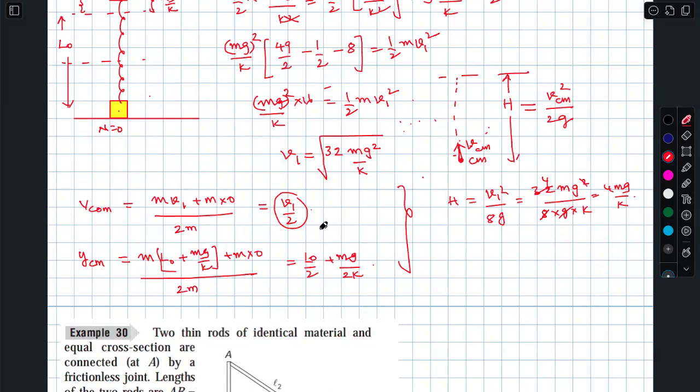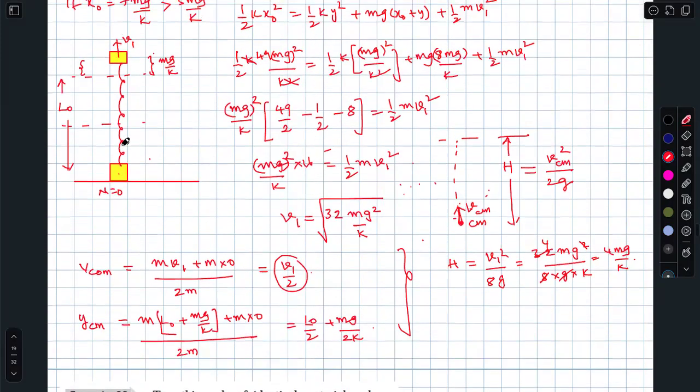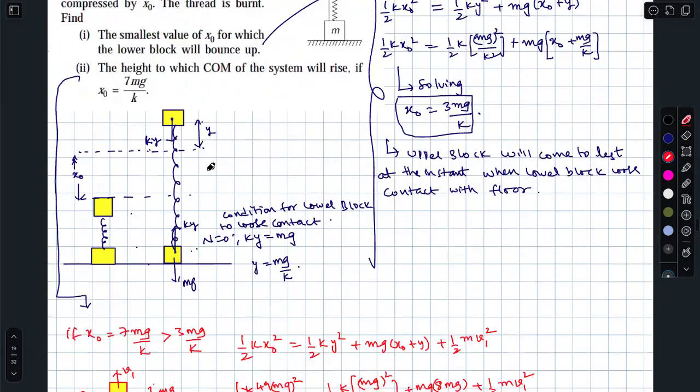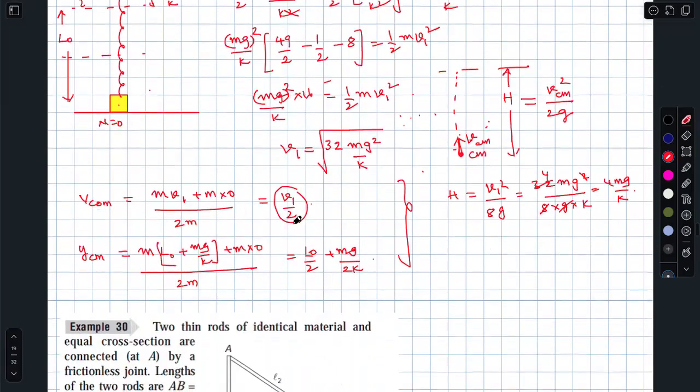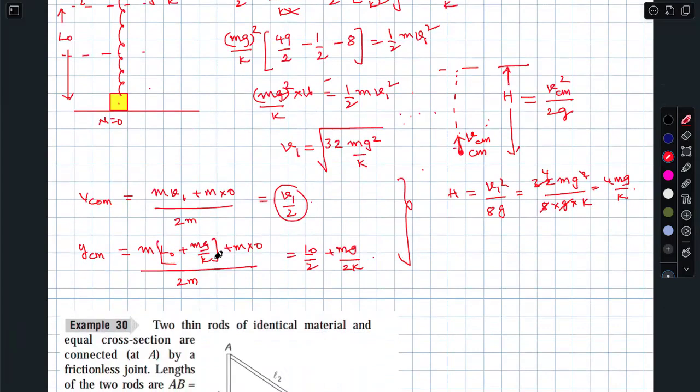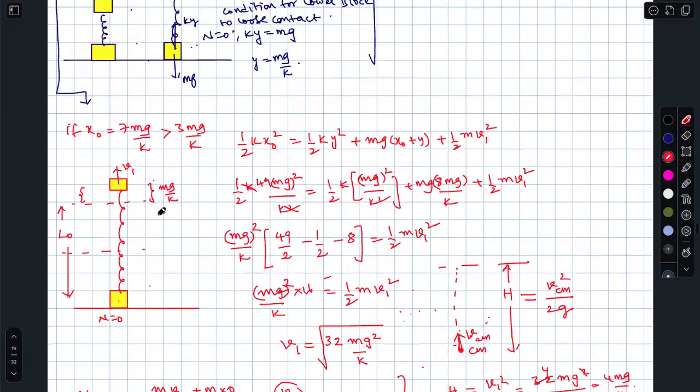Initially, where is your system? Hold on. Initially, where is your system? No, they're asking from the compression stage. Initially, your system is, one minute, I have just a small mistake here. I'll correct it right now. No issues. What is the initial system? Can you please tell me? 7 mg by k compression.